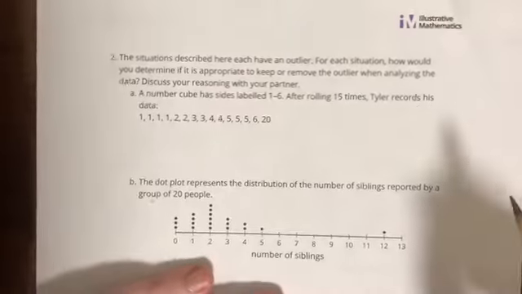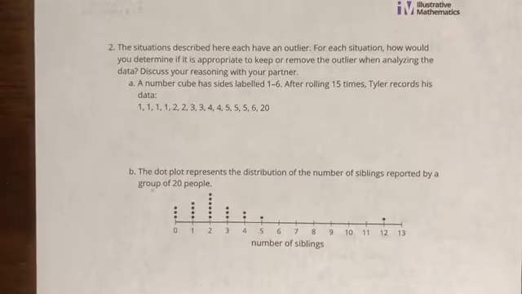All right, number 2. The situations described here each have an outlier. For each situation, how would you determine if it is appropriate to keep or remove an outlier when analyzing the data? Discuss your reasoning with your partner. So A, we have a number cube being rolled where the sides are 1 through 6. Tyler rolls 15 times, and this is his data. Are there any outliers, and should we remove them?